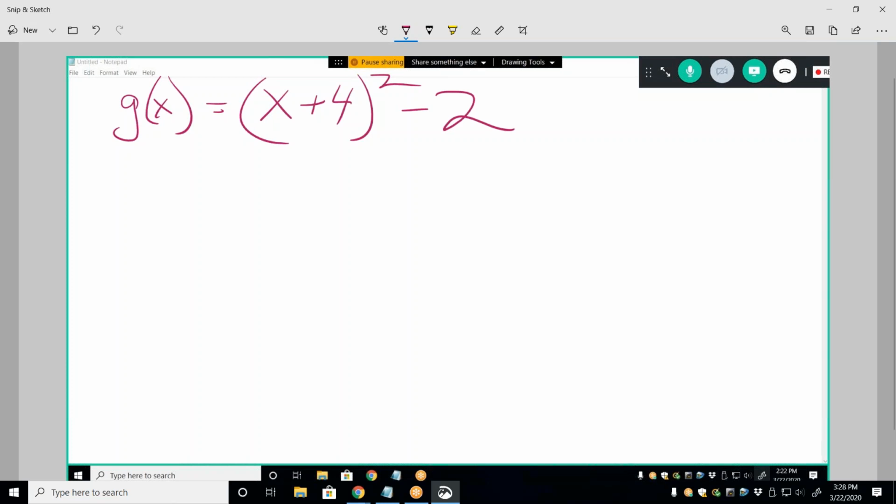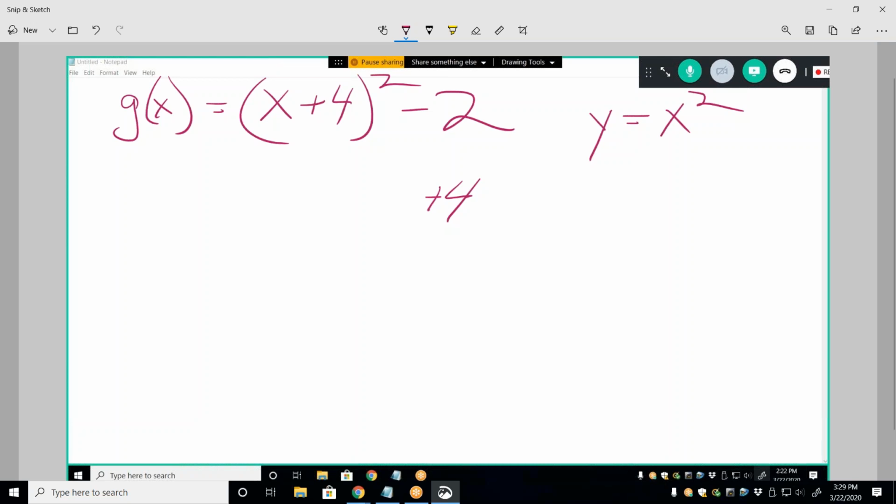Okay. So start with the graph of x squared. That's the parent function. Now let's examine everything in this function that is different from x squared. The first thing that's different is there's a plus 4. Does the plus 4 make a horizontal or vertical shift? Inside the function is horizontal, outside is vertical.